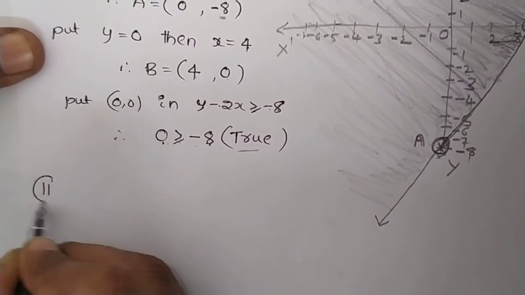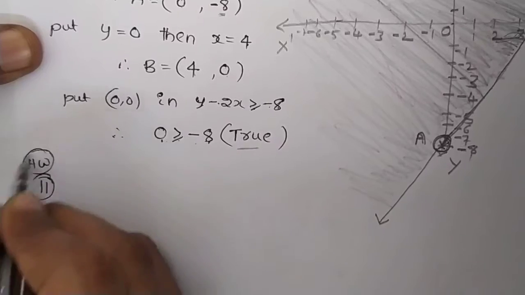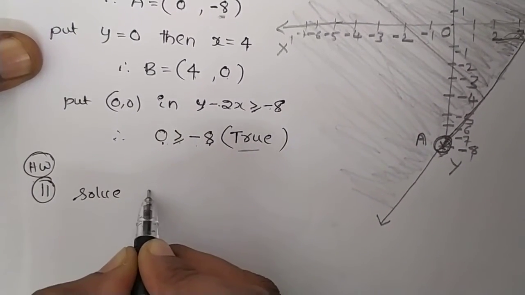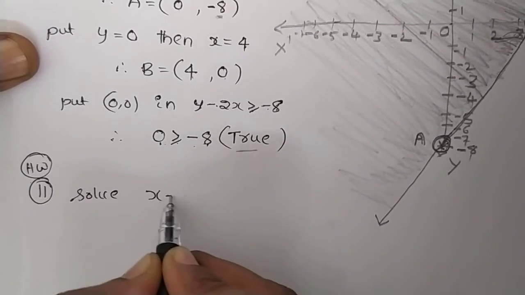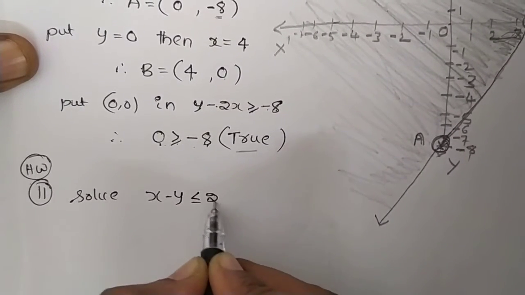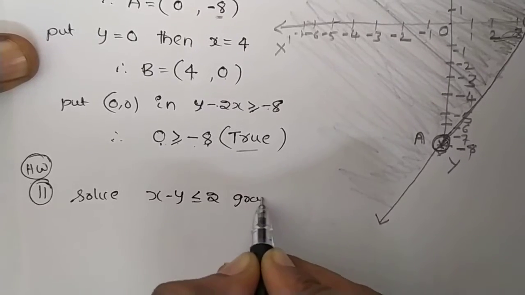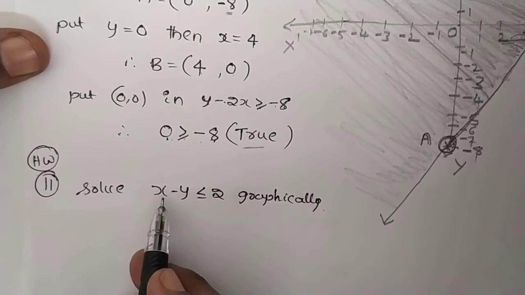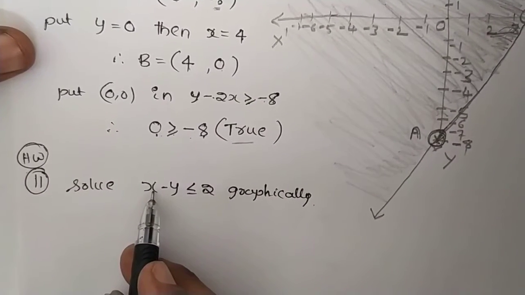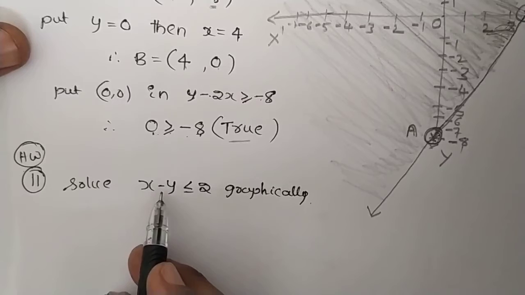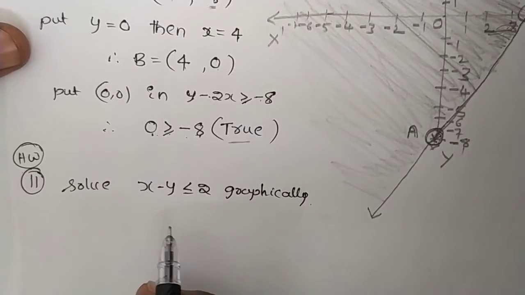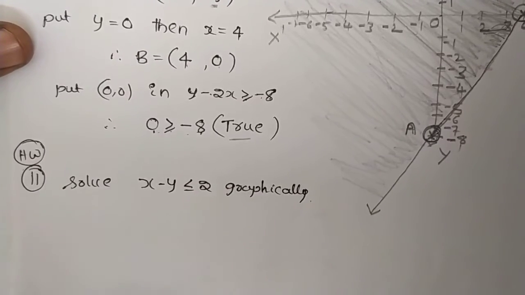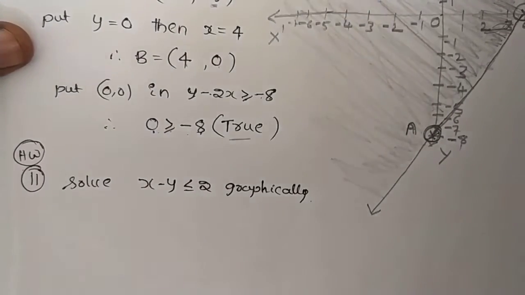Next, take one homework question. Solve x minus y is less than or equal to 12 graphically. It is the homework question for you. If we put 0 in place of x, then we will get y equals minus 2. The point A will be 0 comma minus 2, right? Like that, you just draw the graph of this inequality.